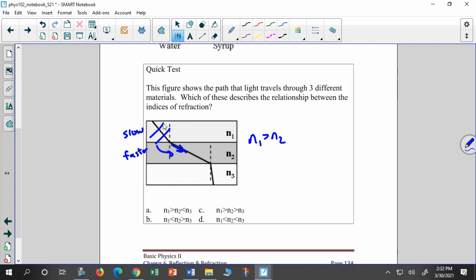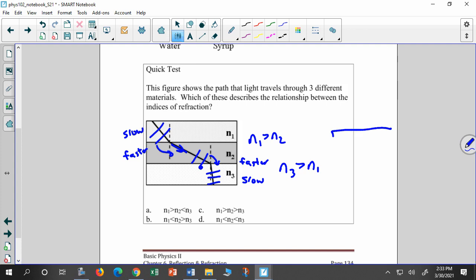Then I go to this next one. My light rays travel here. They're going to have to slow down in this medium and travel faster in this medium because it turns in this way, and the light waves turn in that direction. So that tells me that n3 is bigger than n1. Yeah, n3 is bigger than n1.